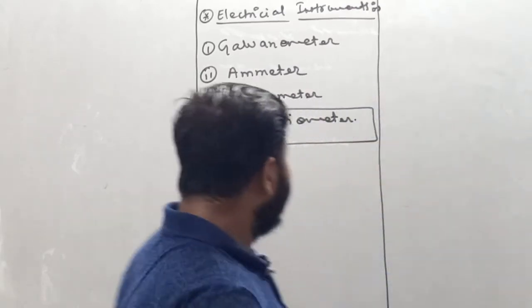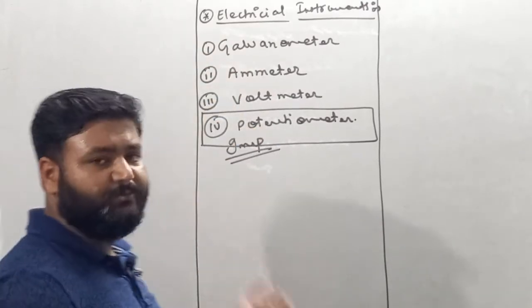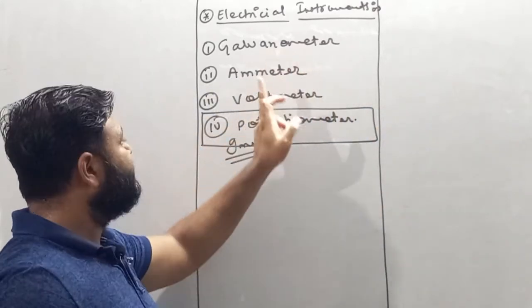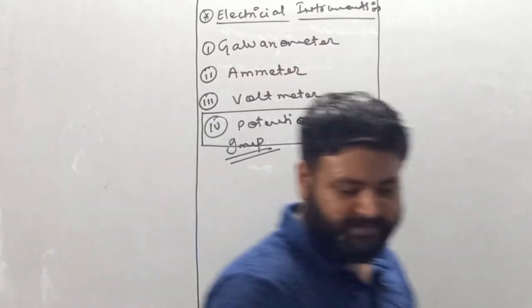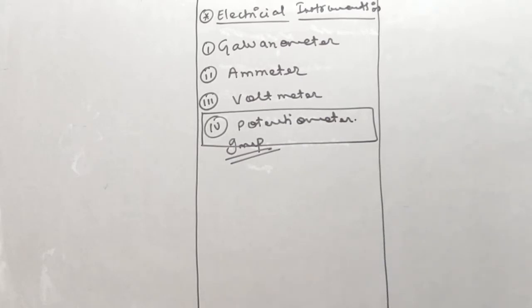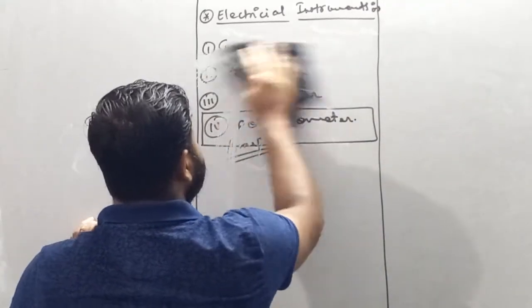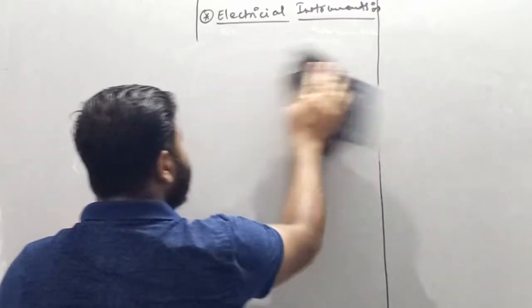So in this chapter, we'll discuss 4 different types of electrical instrument which we'll use in different manners for different purposes. First is galvanometer, second is ammeter, third is voltmeter, and fourth is potentiometer. Now turn by turn we'll discuss each and every concerned topic related to all these electrical instruments.